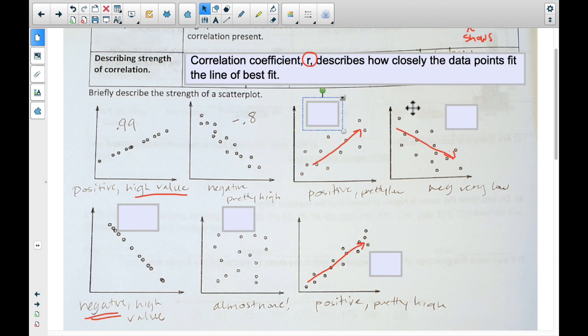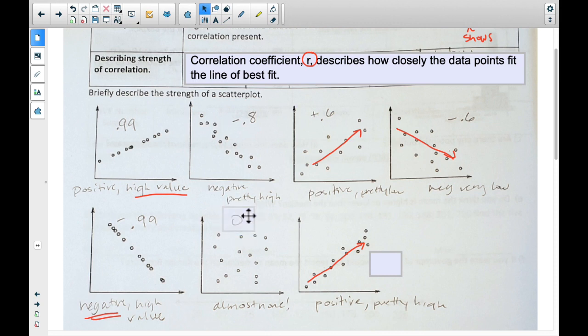This one is positive, going up, but not very well related. I'm going to say maybe a 0.6, because it does still show a line. You can see a trend. This one, maybe a -0.6, kind of the same, right? They're similar, just this one's going up, this one's going down. This one, I'm going to say a very high relation, negative because it's going down, about a -0.99. This one I talked about a second ago, I think it's 0. There's no relationship here.